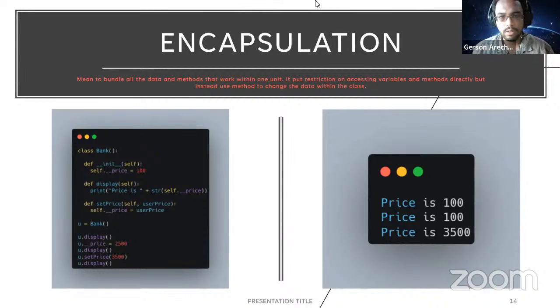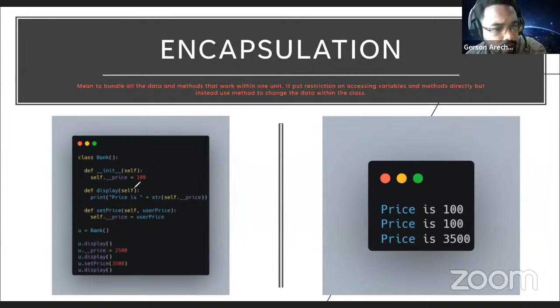Let me see, where is the annotation? So you need to create a property, but how you create a property is a little different. You need to add a double underscore before the property, and what this means is basically the property is private. So we have a bank system, a class called bank that contains a property called price, which is 100. When we try to change the value to 2,500 and print it using display, this is the result.